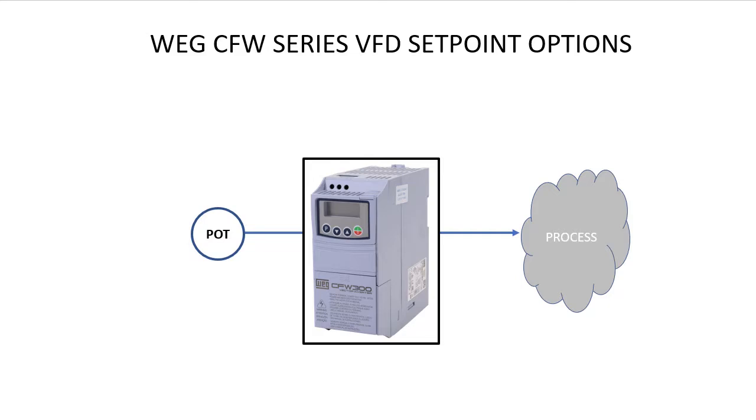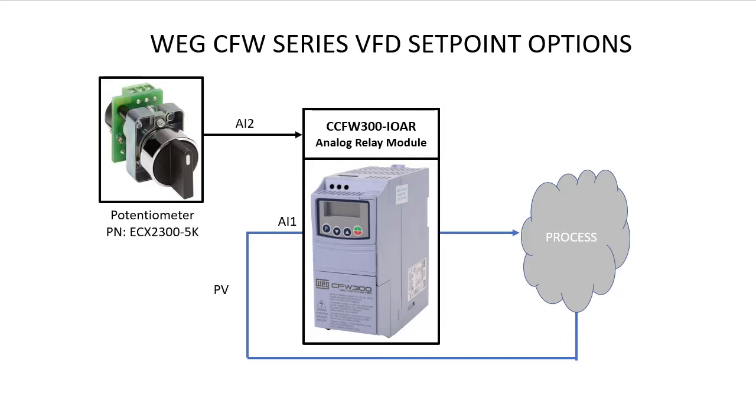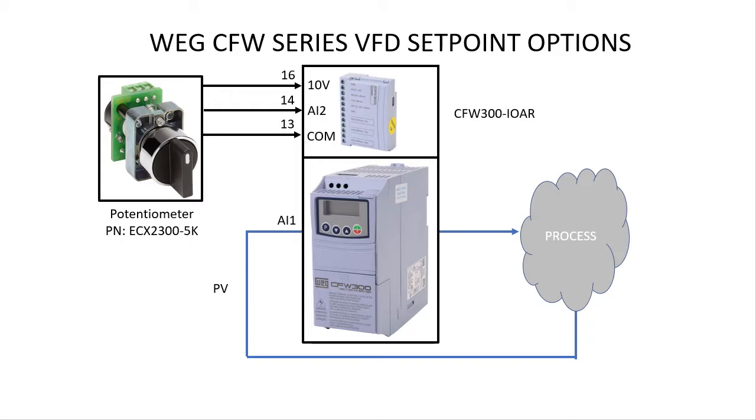The CFW-300 variable frequency drive has one analog input on the base drive, but we're using that for our process variable, so I added an analog option module to give us a second analog input for our set point potentiometer. You can use any analog input module you want. I chose this one because it was the least expensive. I wired it like this. I love that the WEG CFW-300 drive provides the 10-volt reference I need for the pot.